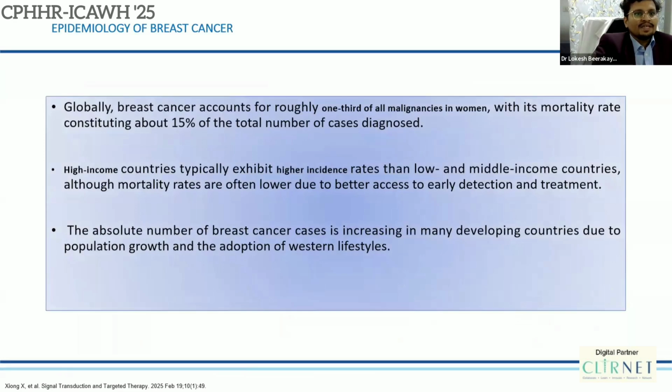So globally, breast cancer accounts for roughly one third of all malignancies in women, with its mortality rate constituting about 15%. And the high income countries typically exhibit higher incidence rates than lower and middle income countries, although mortality rates are often lower due to better access to early detection and treatment. The absolute number of breast cancer cases is increasing in many developing countries due to population growth as well as the adoption of Western lifestyles.